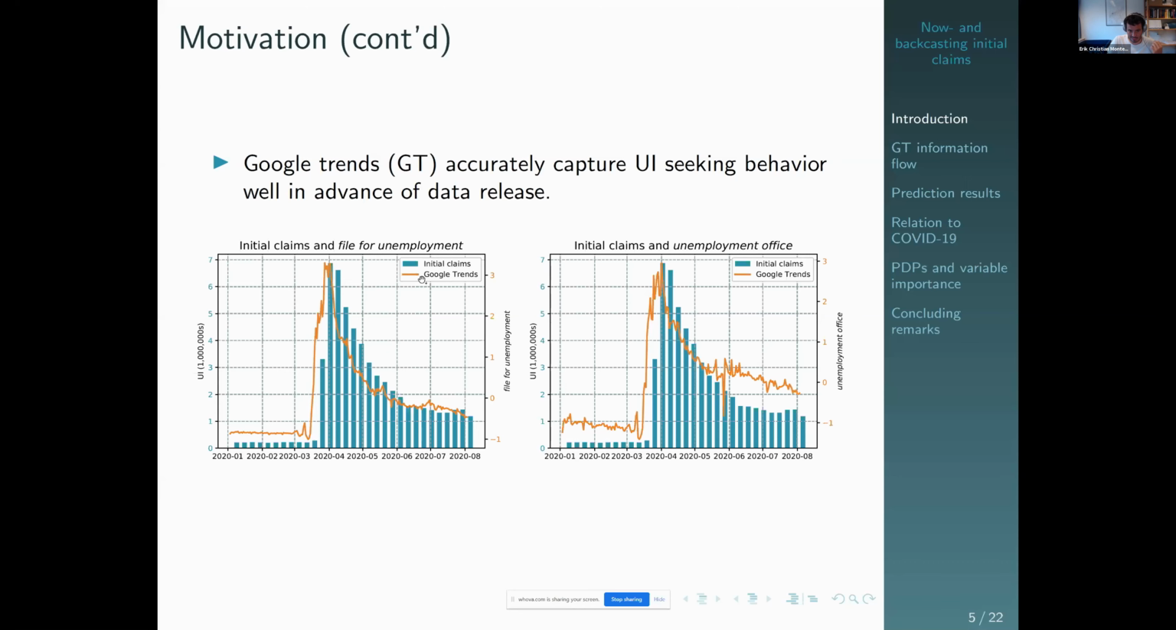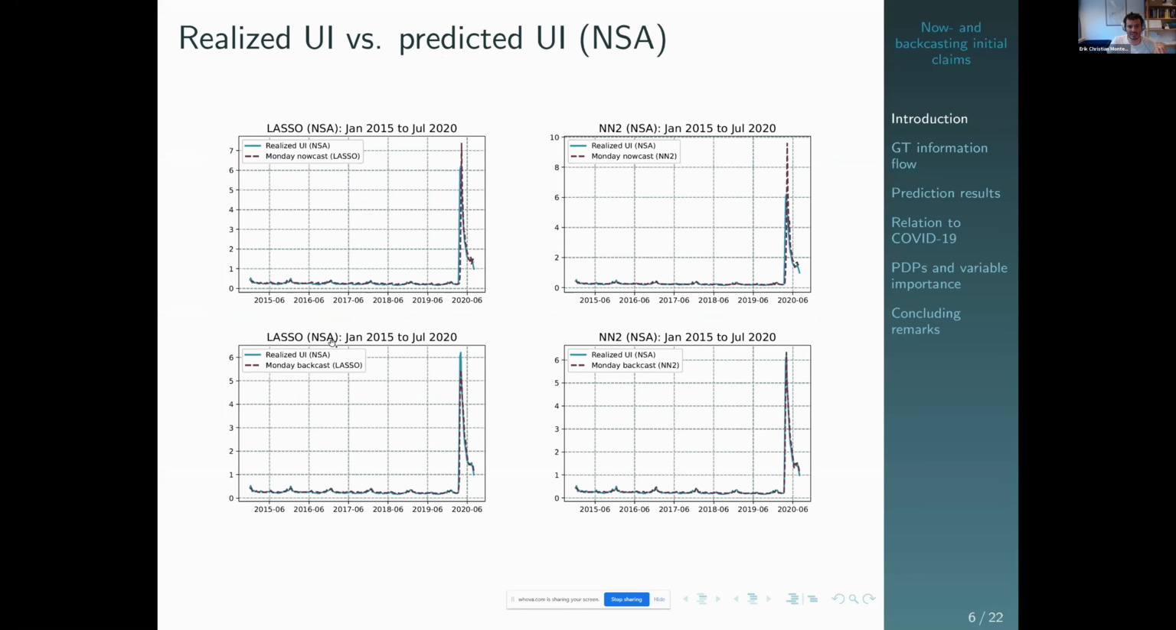And here we're just basically plotting Google Trends for the key terms file for unemployment or unemployment office together with initial claims, and you can clearly see that they are leading. Obviously, when you combine many of these terms into a complex model, you can get pretty accurate performance for out of sample nowcasts.